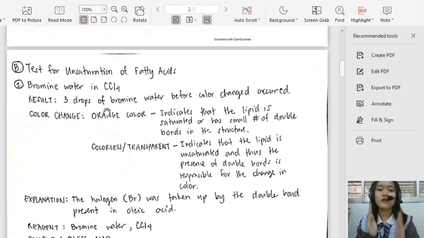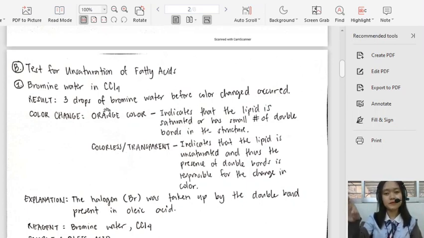Napuno na yung double bonds doon sa oleic acid, okay? Kaya, wala nang mag-cater doon sa molecules or sa bromine molecules mo, okay? So, as is yung color niya, hindi nag-change. Kasi nga, hindi naman siya na-take up ng double bonds kasi puno na yung oleic acid. So, ganun dapat yung explanation, no, for this test.